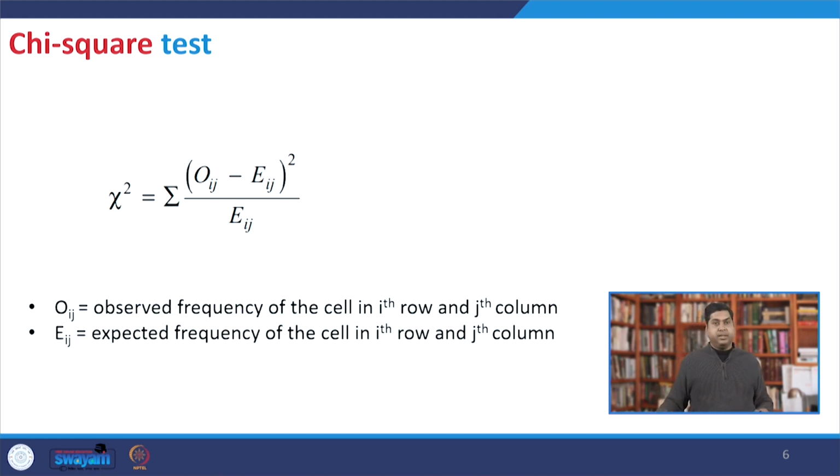So in this particular lecture I'll be focusing on two very important non-parametric tests. The first one is the chi-square test, and then I'll also talk about the Spearman rank order correlation test.